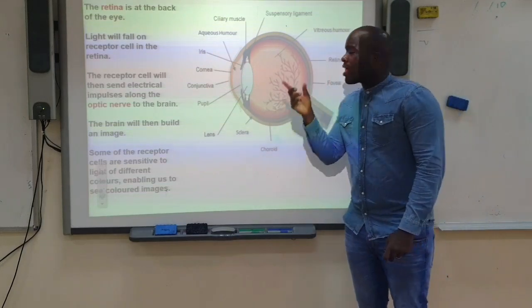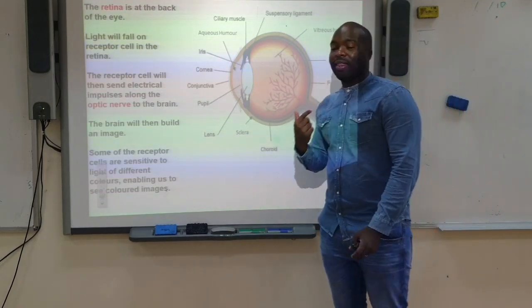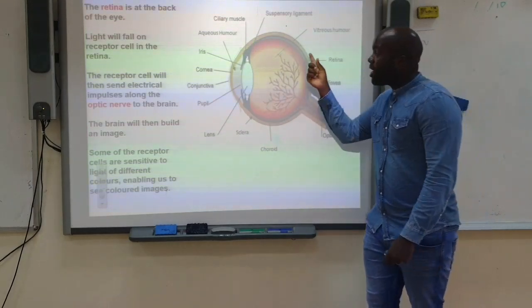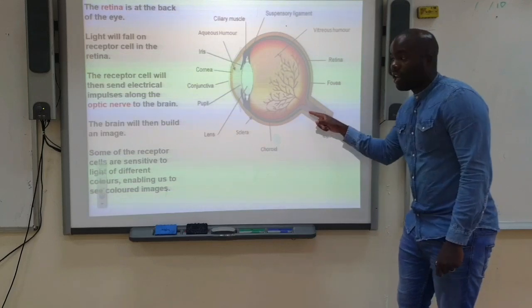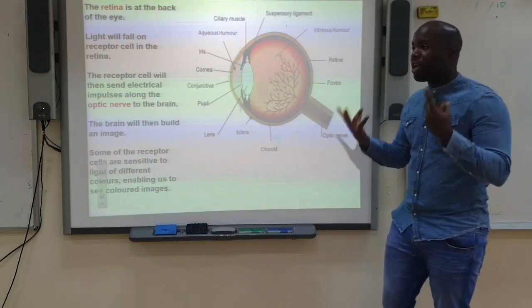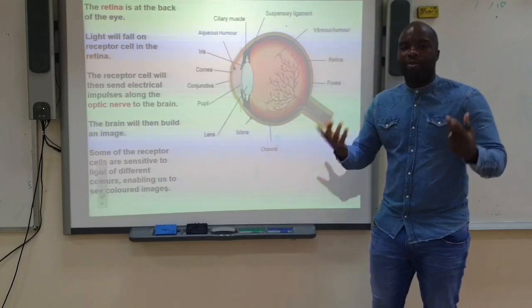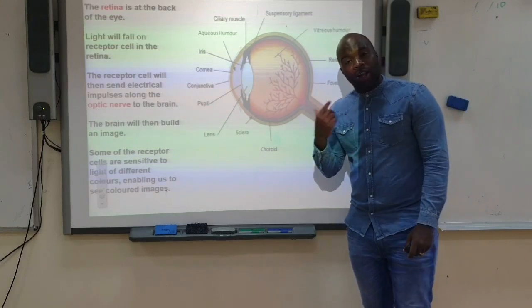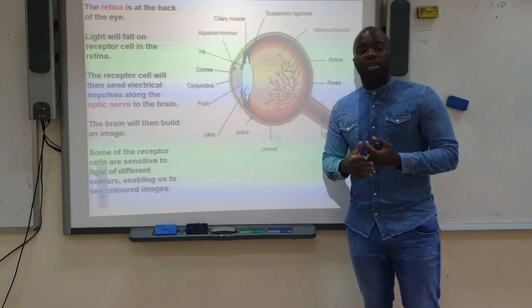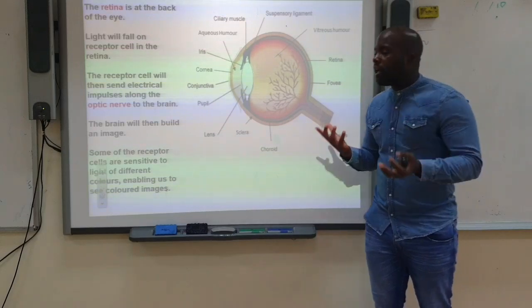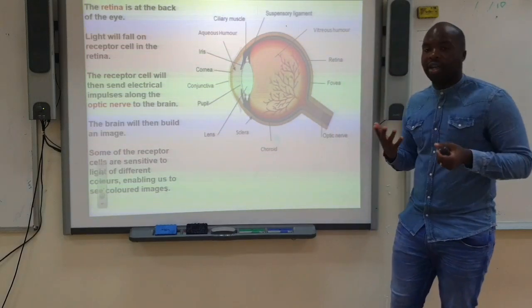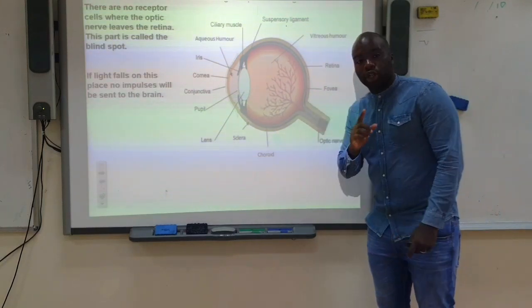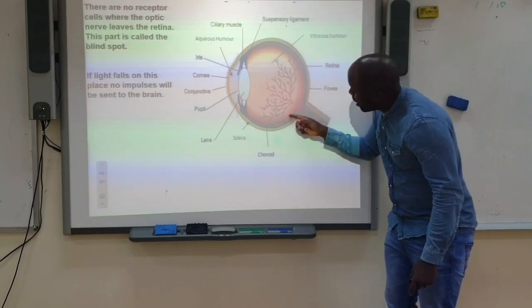Now, as we said, the retina is at the back of the eye. When light enters the eye and falls on light receptor cells in the retina, a signal is sent along the optic nerve. And this optic nerve sends the signals to your brain for it to translate the images and let you know what you're seeing. Now, there are different receptor cells which we will look at, and these receptor cells are sensitive to different colors, wavelengths, etc., which is really important in helping us distinguish color.